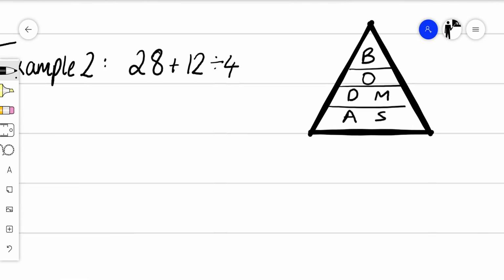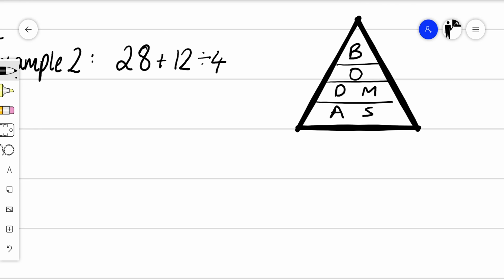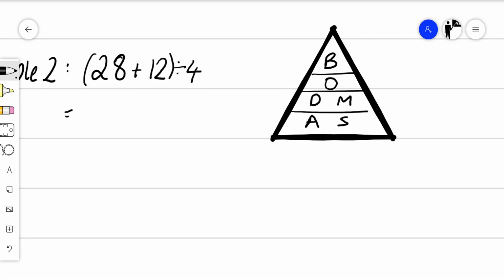Example 2. 28 plus 12 divided by 4. Let's have a look. We've got addition and division, so here we would do the division first. However, I'm going to change the question slightly. I'm going to put this first part inside a bracket, and that changes the emphasis of the question, because now we've got a bracket and then some division. So we need to work out the bracket first. 28 plus 12 is 40, which we then divide by 4, which gives us 10.